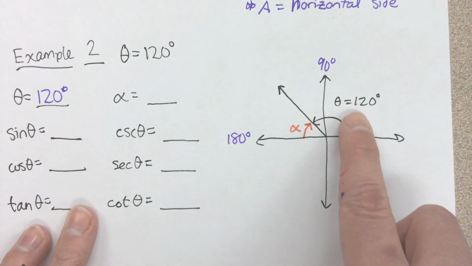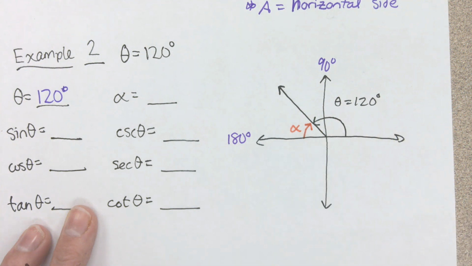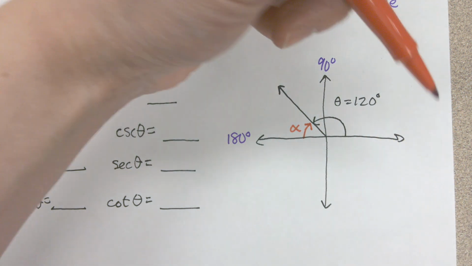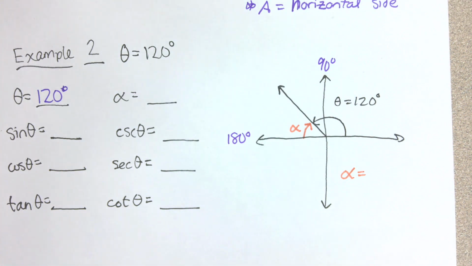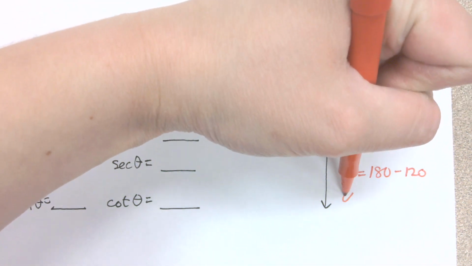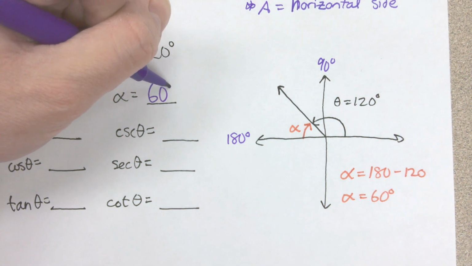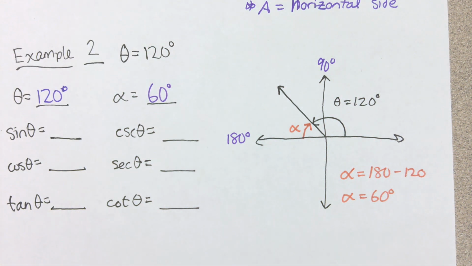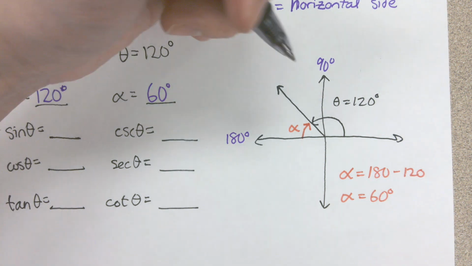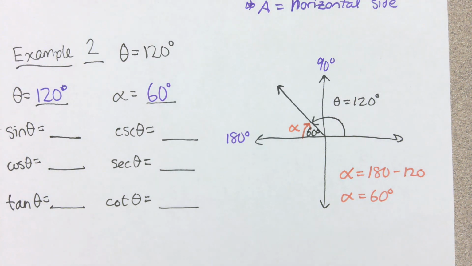Altogether, alpha and the theta make 180 degrees. So if theta is 120, alpha is going to be 60 degrees. I'll write that work out here for anyone who wants to jot that down. 180 minus 120. So alpha is 60 degrees. So this angle right in here, 60 degrees.